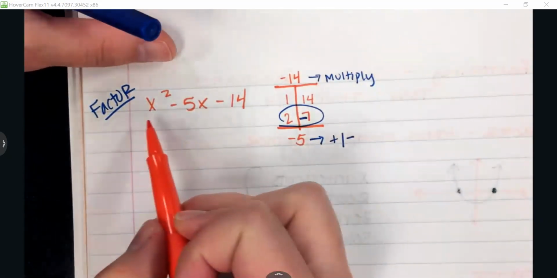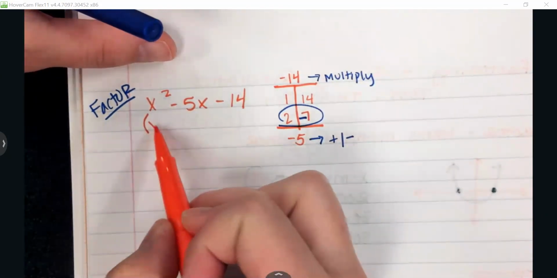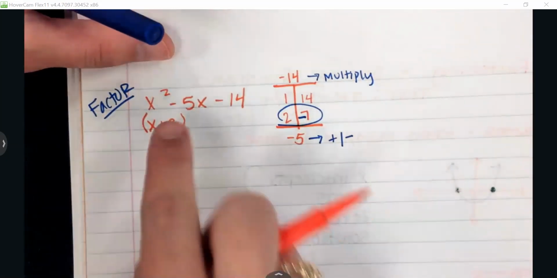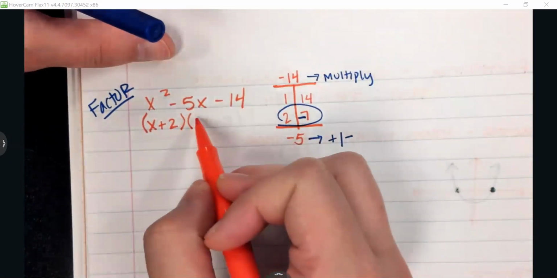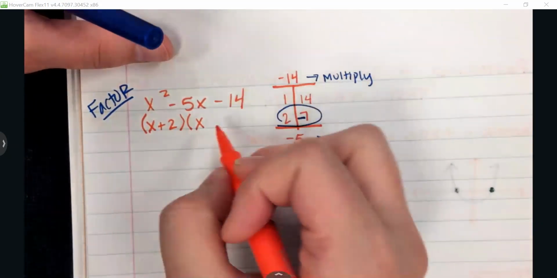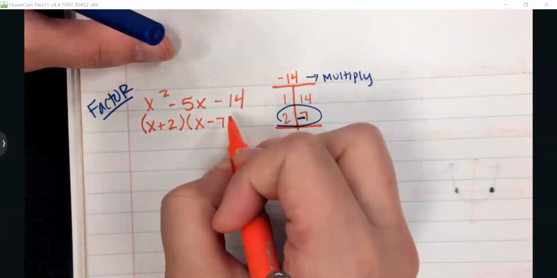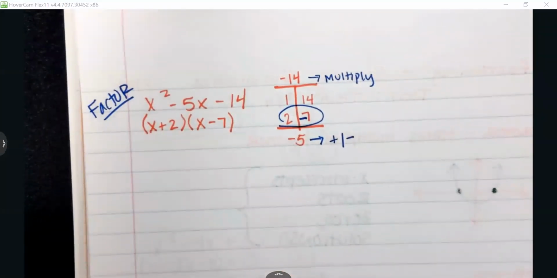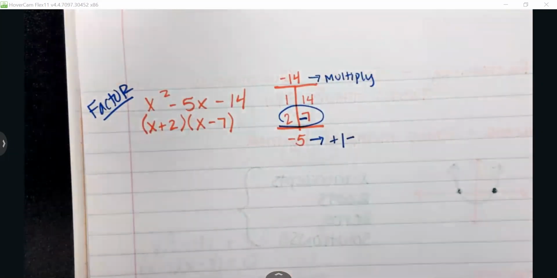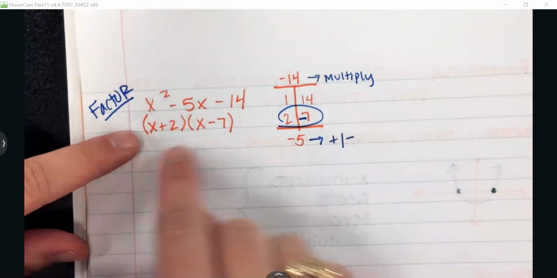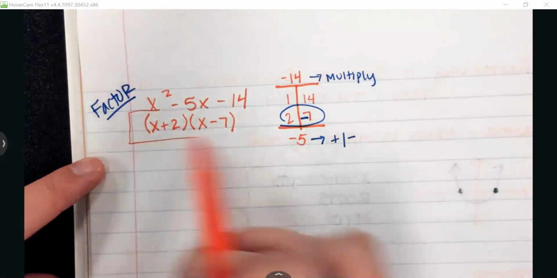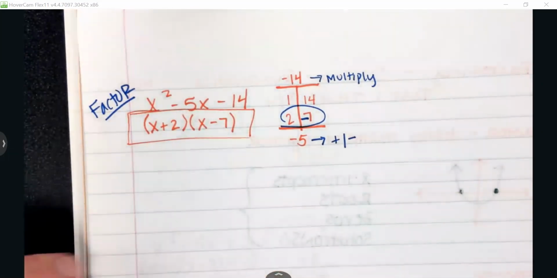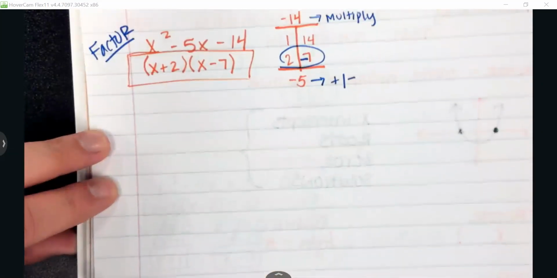So how do I write it? Parentheses x, and since I have a positive 2, we'll say plus 2. And then my second parentheses will say x, and since I have a negative 7, it'll say minus 7. Those parentheses better be touching or it's wrong, okay? Since I am factoring, I'm leaving it in parentheses, so this would be my final answer. Let's go to another one.